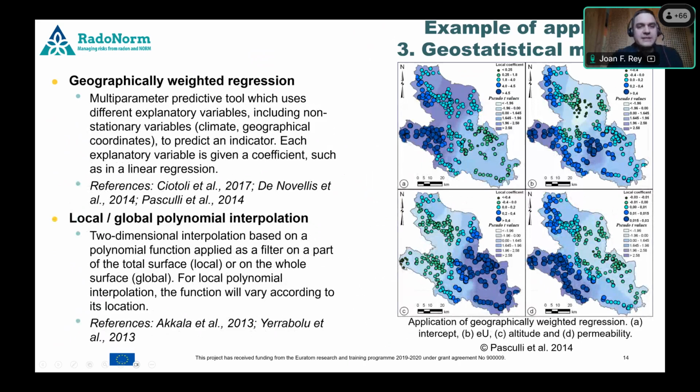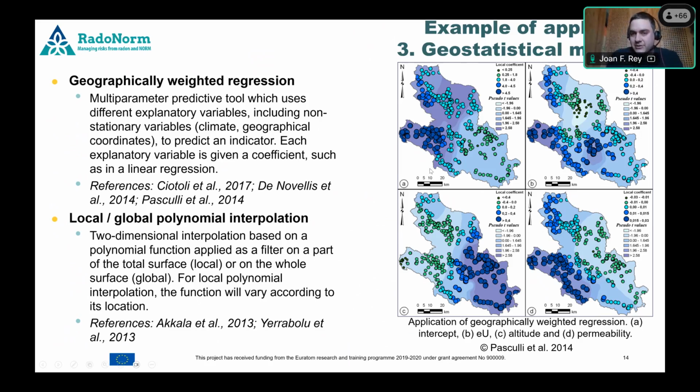Then we do have the geographically weighted regression. This method is an extension of the regression, and this is a tool that allows to predict an indicator according to different variables, and it can include non-stationary variables such as the climate or the geographical coordinates, for example. And for example, here I put a result that has been applied by Pasculianal in 2014.